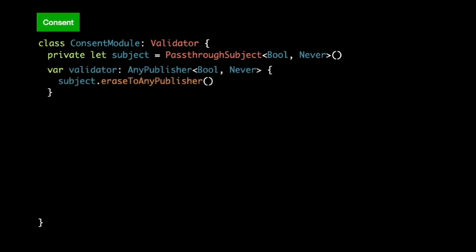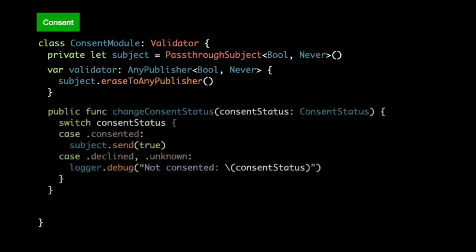This consent module exposes a public method called changeConsentStatus that a client using the SDK can use after they display a prompt asking the user for their consent. Depending on what their user chooses, if the user chooses to consent, we can send the value true to our private pass-through subject. If the user declines to consent or is still unknown, we don't really need to do anything here. So we only publish a value through our publisher if the user actually consents to sharing their data with us.